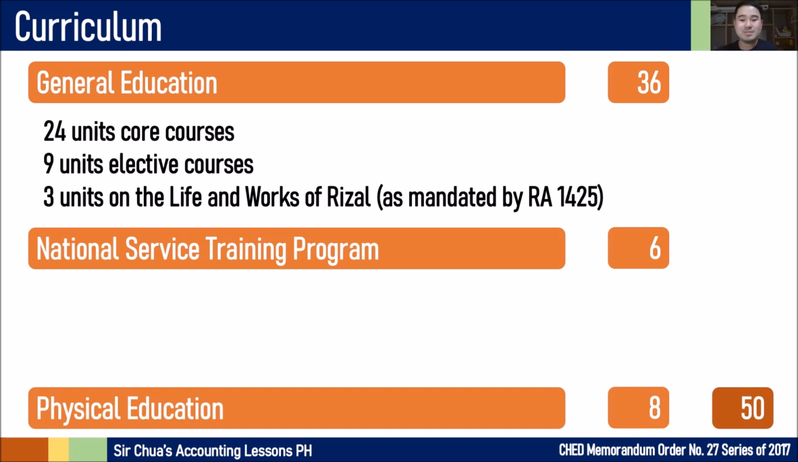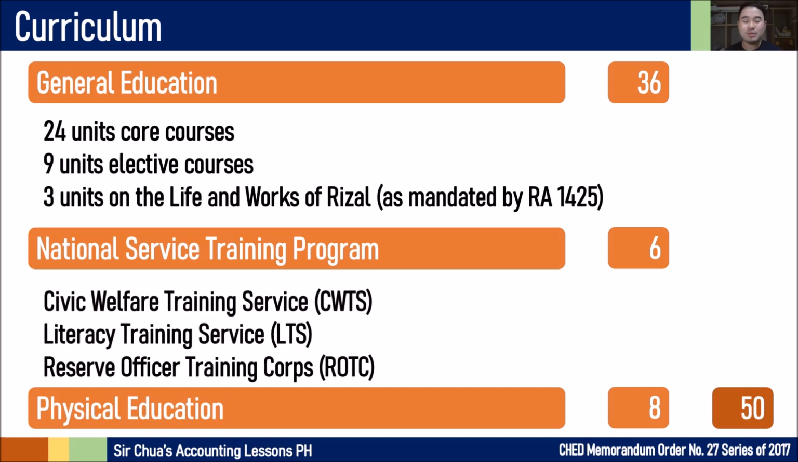You also have to take up 6 units of National Service Training Program courses divided into 2 semesters, 3 units for NSTP 1 and 3 units for NSTP 2 na magkahiwalay ng semester. Usually, no, actually sa first year talaga yan. First year college yan. Okay? You can choose between 3 NSTPs, which is CWTS, LTS, and ROTC. It's your choice kung ano yung gusto nyo.